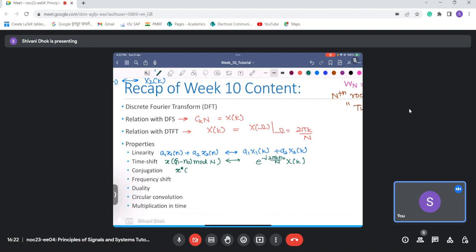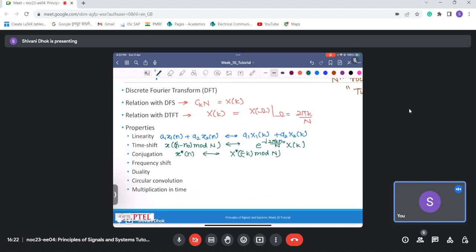The conjugate of x[n] will have the DFT as the conjugate of X[-k], and again this minus k is basically modulo N. Then we have frequency shift. So if I multiply in time domain by e to the power j 2 pi k0 n by N, then in frequency domain I'll have X of k minus k0. This is also modulo N.